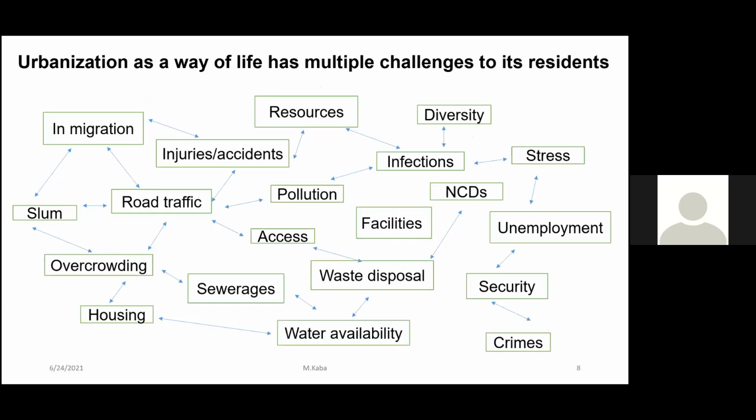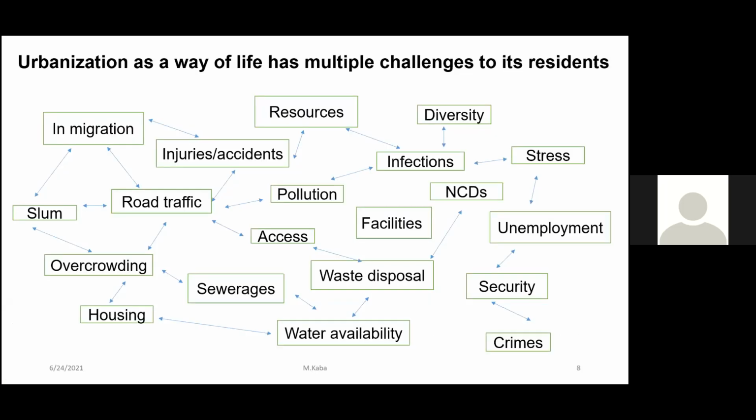If we have to characterize urbanization as a way of life with multiple challenges to residents, these are the different realities as we see. Yes, of course, in-migration, yes, we know there are resources, but there are diversities in urban settings, and injuries and accidents in connection to road traffic, slum settings, overcrowding, poor sewage and waste disposal, poor housing, insecurity, unemployment. These are the characteristics. I was just trying to look into how those are aligned with the trajectory of urban settings. These are issues that we see as we zoom in to understand urban settings.